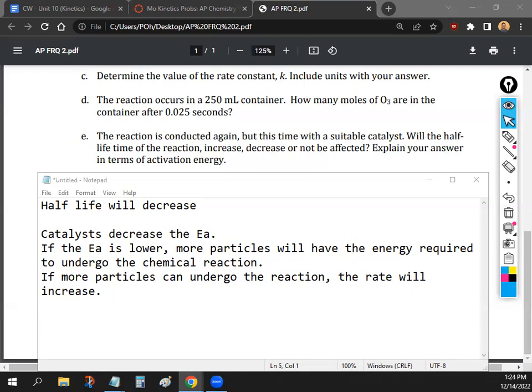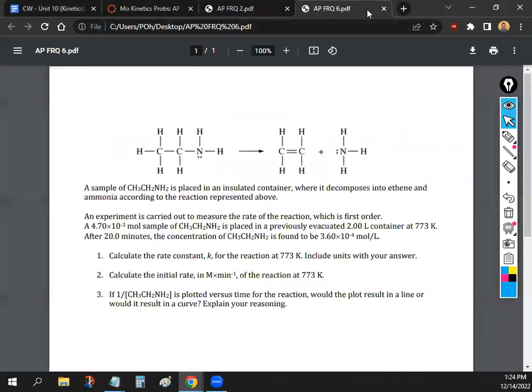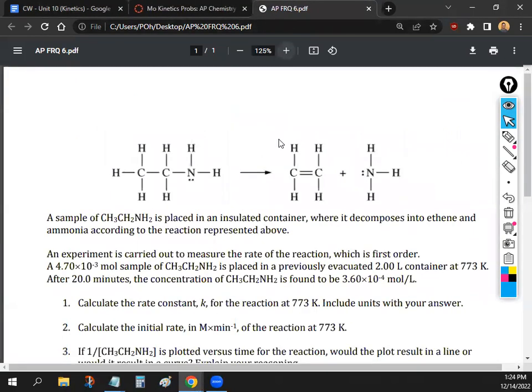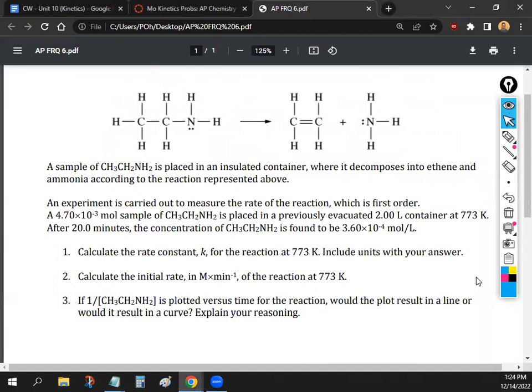Okay, let's move on to the next one. Okay, let's do which FRQ? 5? Okay, well, 6. Okay, we'll do FRQ 6. This looks beautiful. All right, we're gonna drop this compound in an insulated container, and it's gonna decompose. Okay, so we got not just the chemical equation, but we got the structures here as well.